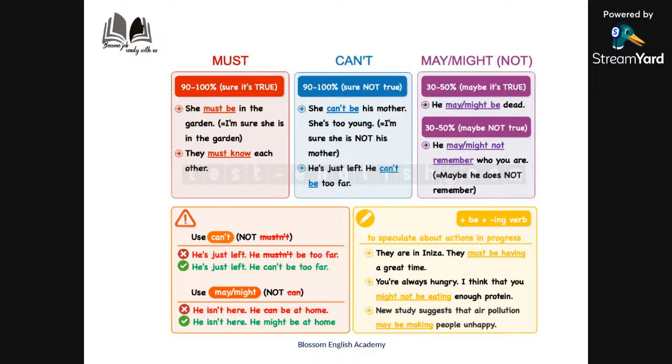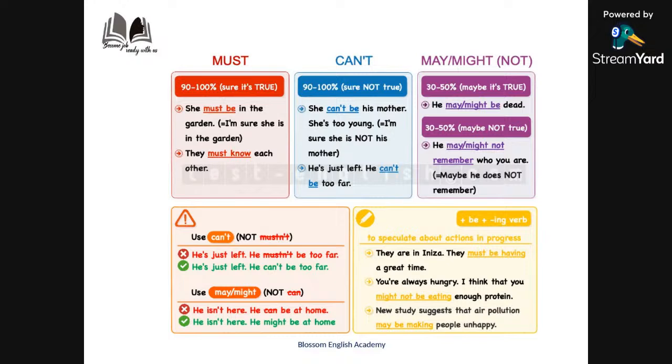And using "cannot" and "mustn't." For example, you can say "He just left. He must not be too far." That is wrong, because "must not" is used for scenarios where you are sure that the sentence is true, and "cannot" is used for negative sentences where you are sure that the action cannot be true. That is the major difference over here.